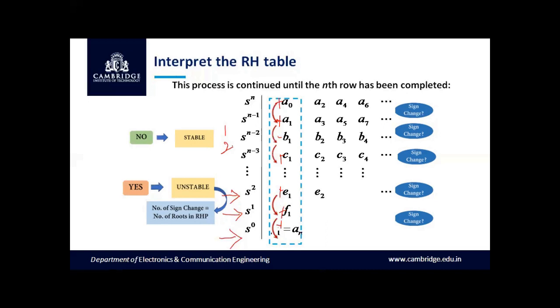So making use of this RH criterion, following the 2 steps, the first step is to generate the RH table. Once after generating the RH table, we have to interpret the RH table and we can make use of the first column of the RH table and inspect whether there is any sign change in the first column. And finally, if there is any sign change, we can say that the system is unstable, and in addition to that, the number of sign changes will give you the number of roots which is present in the right half of the S-plane.